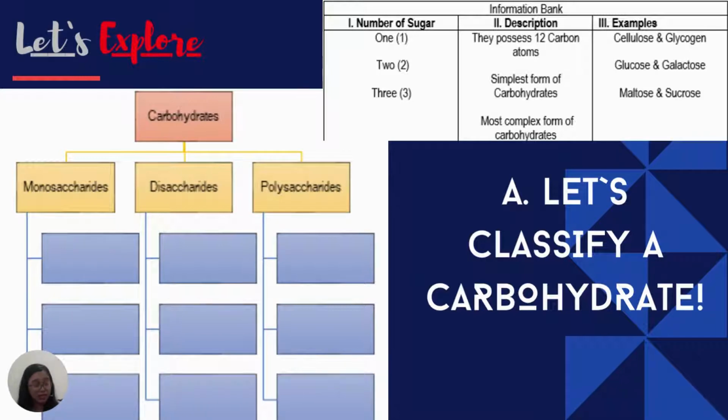Remember, saccharides, our science word for the day. You will choose your answer from the information bank. You have there the number of sugar units, so you just choose whether 1, 2, or 3. Then we have the description and the examples.